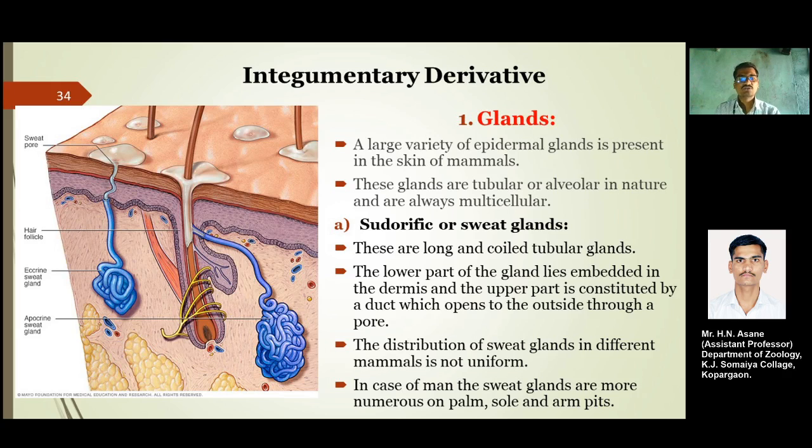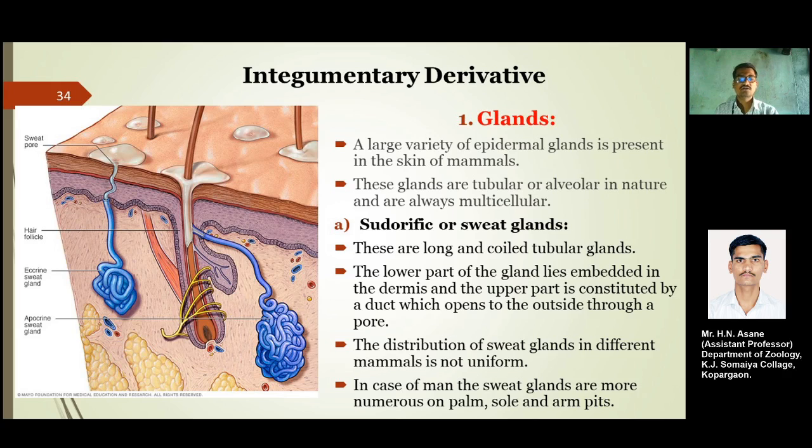The lower part of the gland lies embedded in the dermis region. Hence we have seen the epidermis, dermis, and hypodermis regions of the skin. So the tubular structure of these glands lies in the dermis region, and the upper part is constituted by the duct, which opens to the outside through a pore.